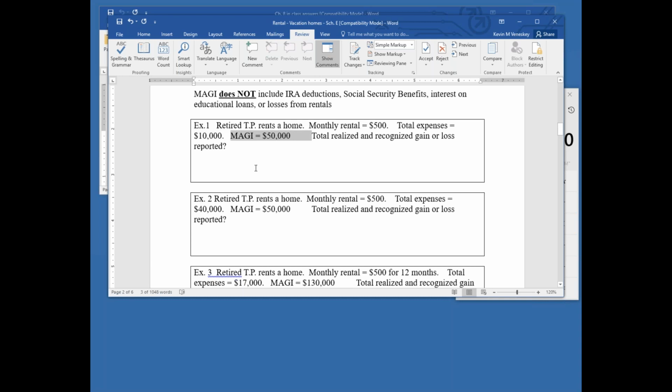They have just a modest MAGI, not over any caps. And I want us to be able to tell what is the realized and the recognized gain or loss. And what I mean by realized and recognized: realized means if you were just doing this without any special tax laws, just accounting 101 style, what would be the total loss allowed? And then using any tax law stipulations, how much can they actually take on their tax return? So take a few minutes here, pause the video, and then we'll go through the answer.